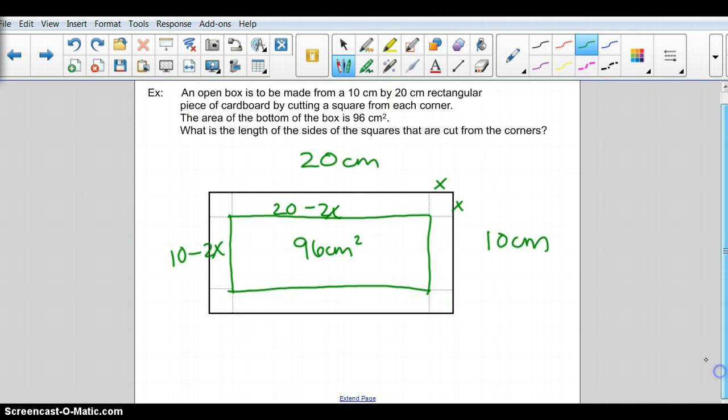Alright. So using what we know that the area of that inside box is 96 centimeters squared, and we know that area is just length times width. So we have 20 minus 2x, and we'll multiply that by 10 minus 2x. Okay, so we could go ahead and calculate this out by double distributing or foiling. So I'm going to give you guys about a minute to do that on your own and come back and we'll check our answers with each other. Okay, put me on pause.